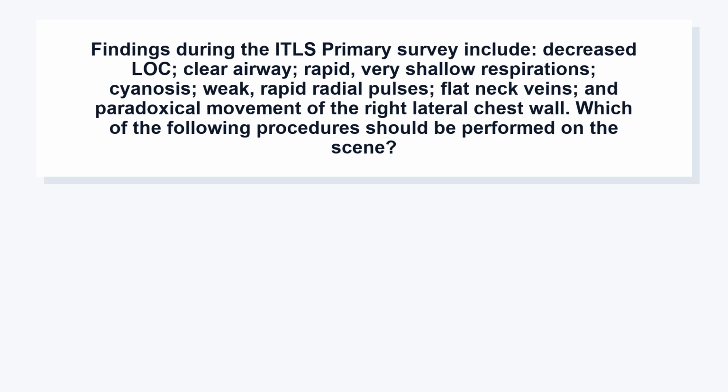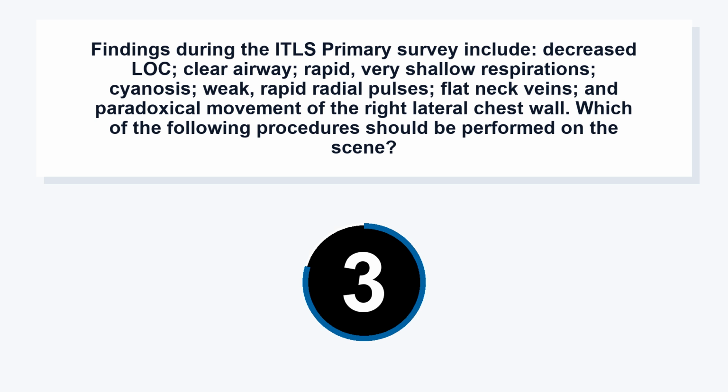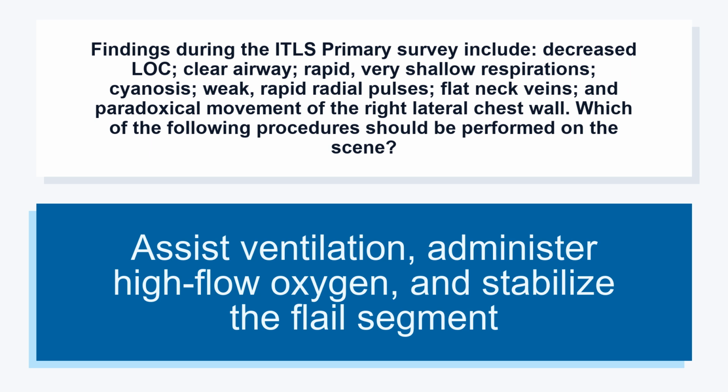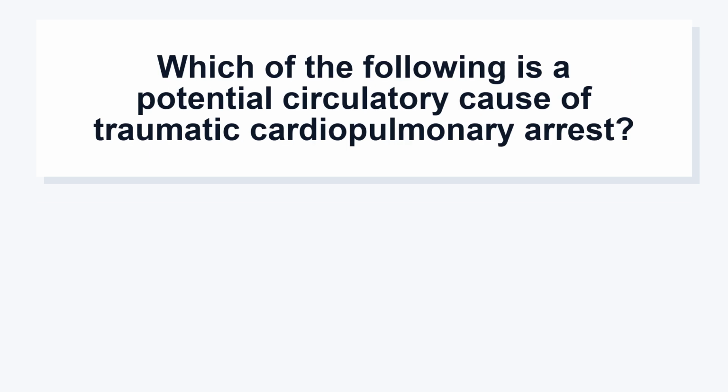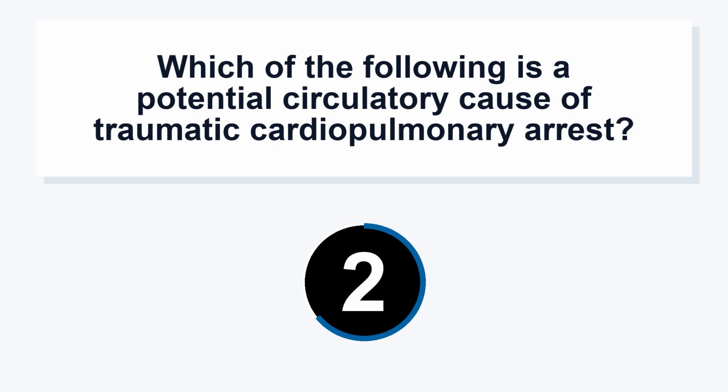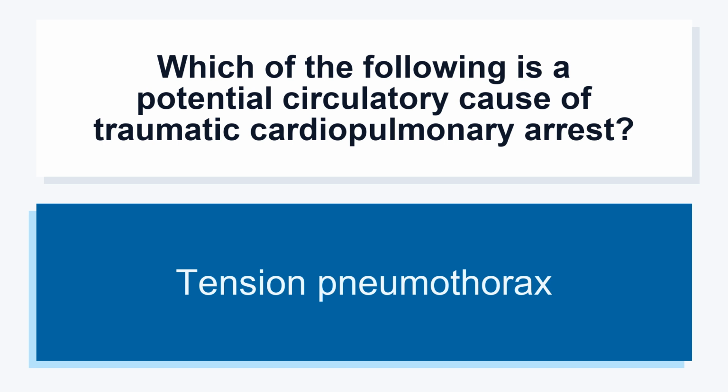Findings during the ITLS primary survey include decreased LOC, clear airway, rapid, very shallow respirations, cyanosis, weak, rapid radial pulses, flat neck veins, and paradoxical movement of the right lateral chest wall. Which of the following procedures should be performed on the scene? Assist ventilation, administer high-flow oxygen, and stabilize the flail segment. Which of the following is a potential circulatory cause of traumatic cardiopulmonary arrest? Tension pneumothorax.